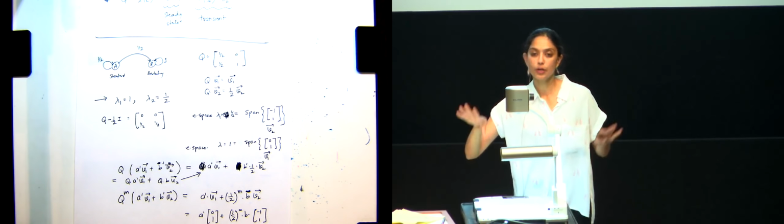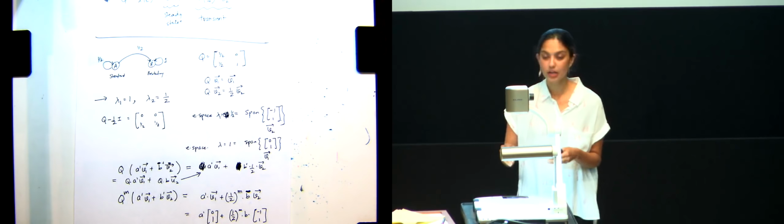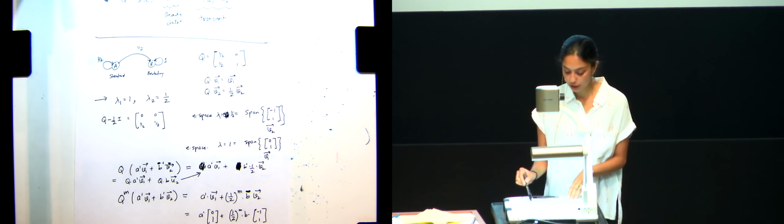So again, it was a great question. Why do we care about expressing things in the basis of eigenvalues and eigenvectors? This is why. Because it allows you to figure out which directions are going to die off and which directions are going to stick with you.